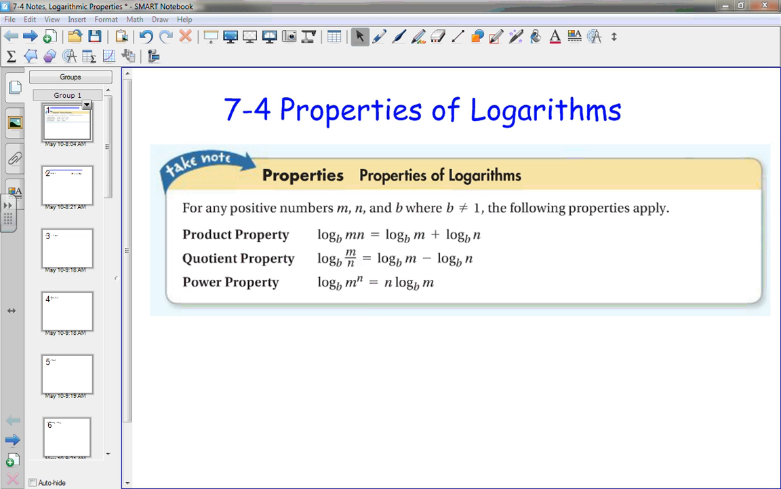In log world, when you are multiplying, you are automatically separating them and writing them as addition. So in log world, multiplication means addition.